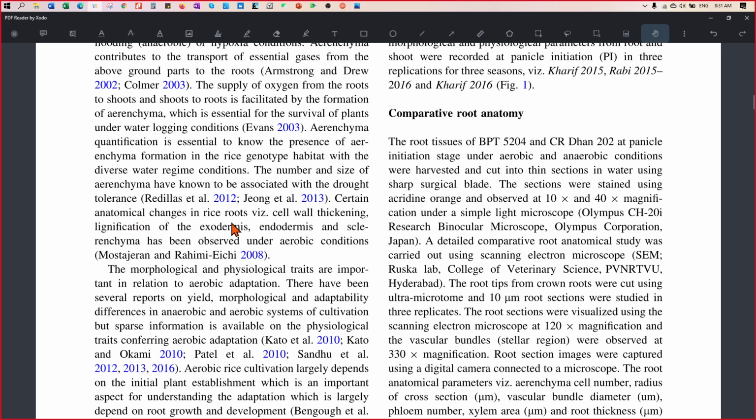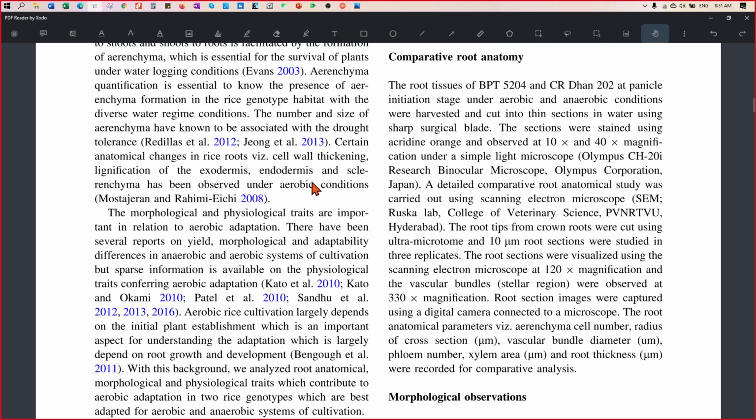Certain anatomical changes in rice root, the cell wall thickening, lignification, the exodermis, endodermis, and sclerenchyma, have also been observed under aerobic condition. So besides all the parenchyma thing, under aerobic condition there are other things that are also changing for the rice to be able to grow aerobically. These are not very prominent, but they still happen, so it's worth mentioning here.